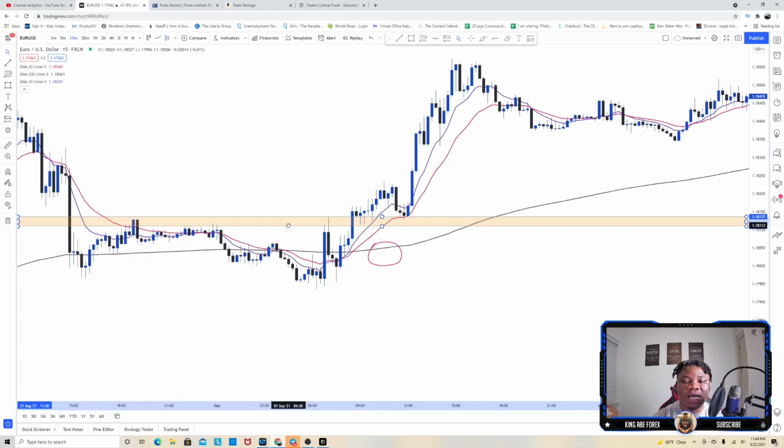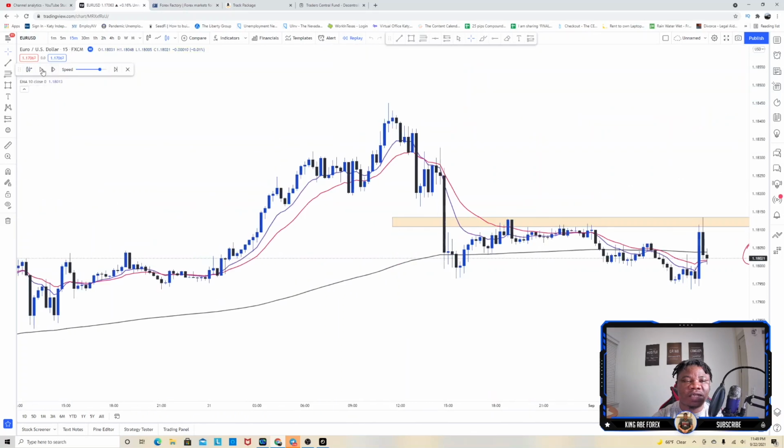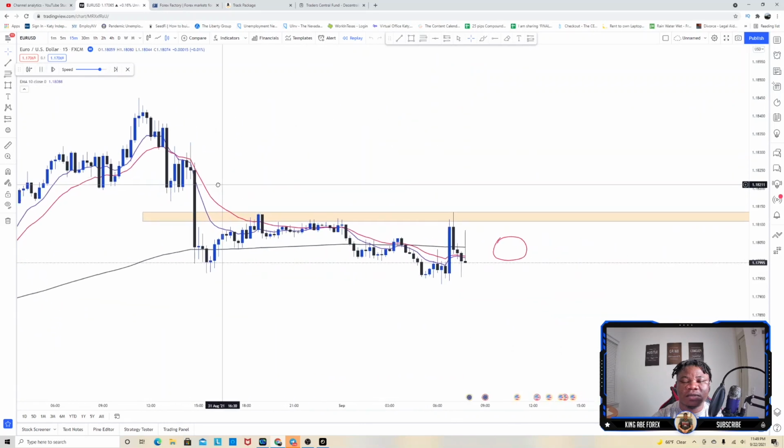So now that we've identified our resistance zone, all we need to wait for is for price to break above our resistance zone, and we need a pullback. Now let's put this in replay mode and see where our entry will actually be for this trade. We'll start from right here and let's take a look.